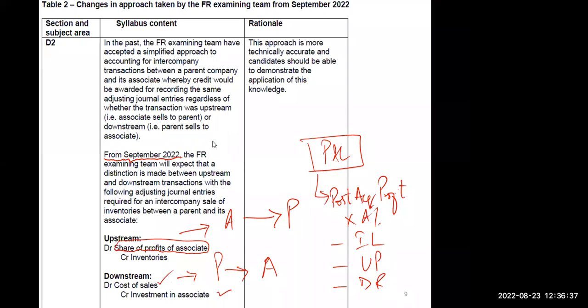If the parent company has sold goods to the associate company, it is actually the parent company who has earned the profit in this scenario. So you need to adjust the parent's cost of sales in this scenario.